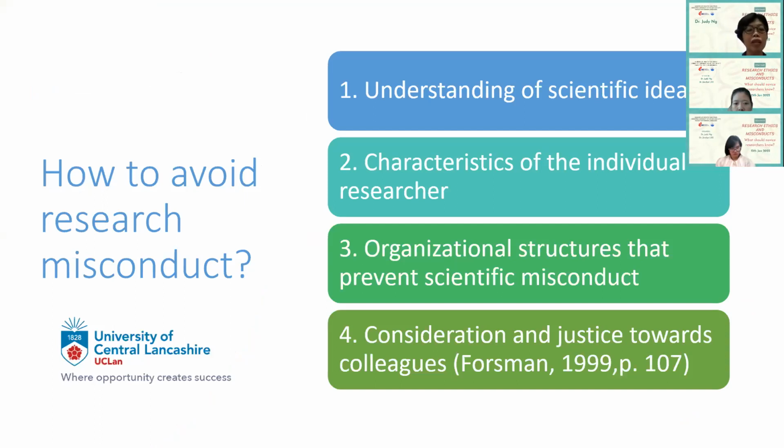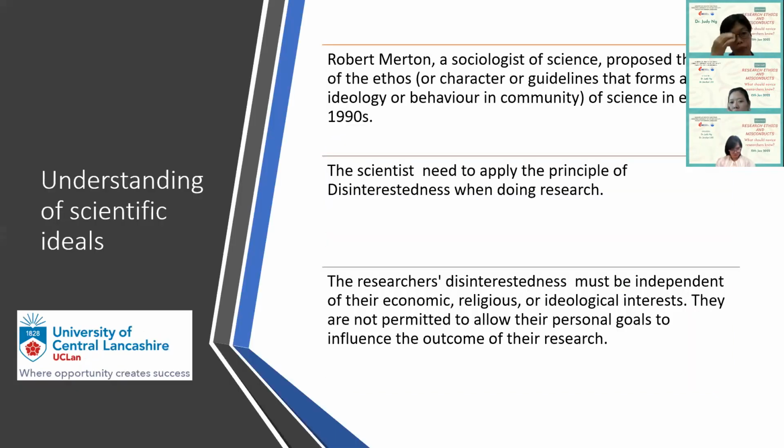So how to avoid research misconduct? There are 4 suggestions. Number 1, you need to identify and understand the scientific ideals. Number 2, the character of the individual researcher must be upright and moral. Number 3, the organization structures need to prevent scientific misconduct. And lastly, you need to give justice and you need to consider your colleagues. That's very important. So number 1, you need to identify and understand the scientific ideals.